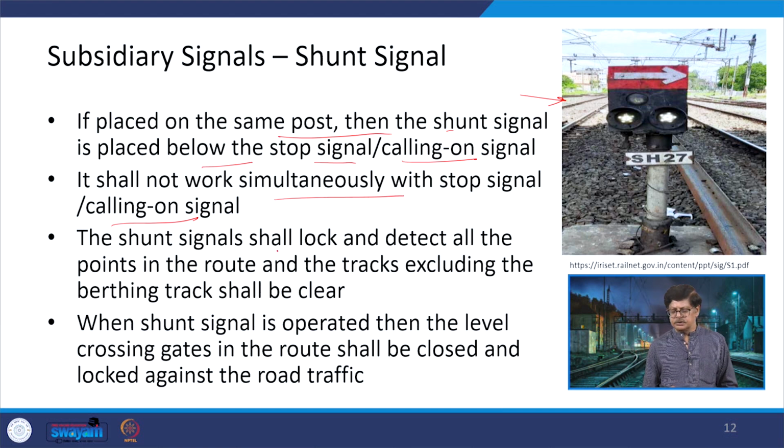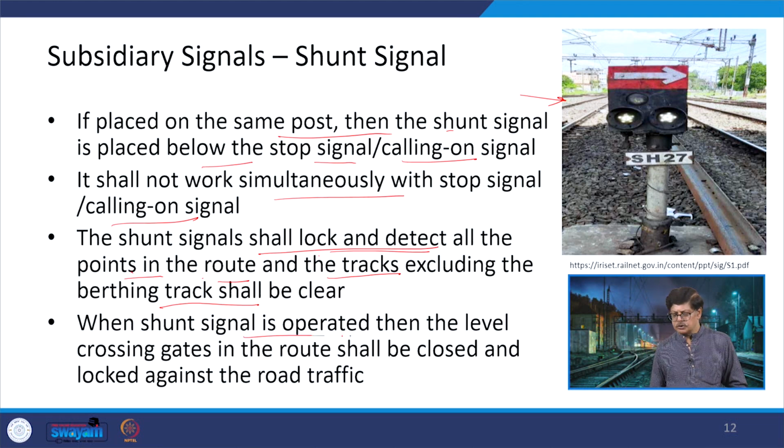The shunt signals, they shall lock and detect all the points in the route and the track, excluding the berthing tracks, shall be clear. Okay, so it says that as soon as it is being operated, the train is going to shunt, then all the points in the route, they are going to be locked and they are going to be detected. Detected means now everything is known on the control room and board.